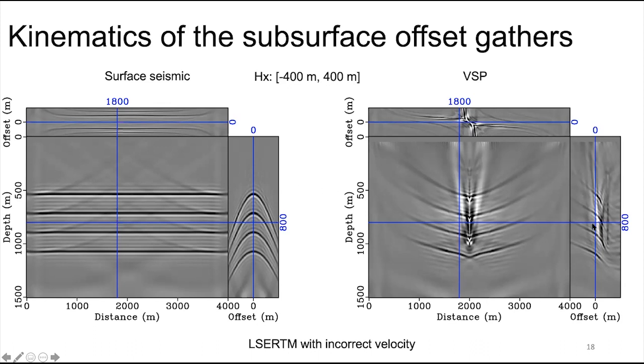The red panels show the subsurface offset common image gathers at x equals 1,800 meters. The subsurface offset range is from minus 400 meters to 400 meters, as denoted as hx here. Downward curvature appears in the surface seismic survey because of the slower migration velocity model. However, the behavior of the subsurface offset common image gathers in the VSP survey is significantly different from the surface seismic survey. We cannot follow the experience from the surface seismic survey to tell whether the migration velocity model is accurate or not for the VSP survey.